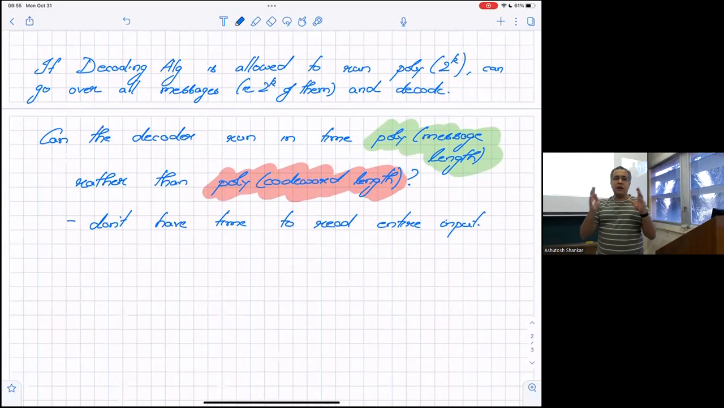It gets access to the input only in oracle form, and it can query it only on a sublinear fraction of the input. In this case, even a logarithmic fraction of the input. It's up to it to decide which locations to query. It can possibly throw random coins.